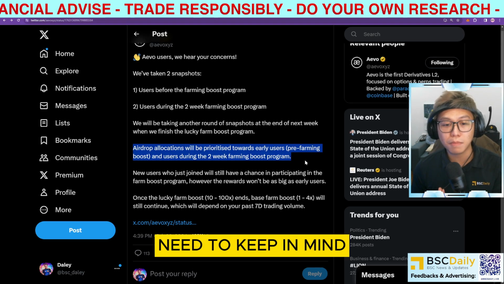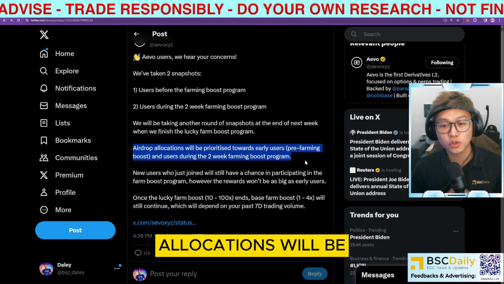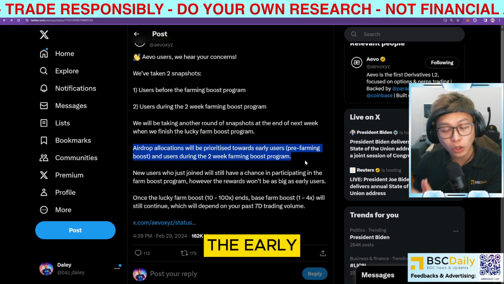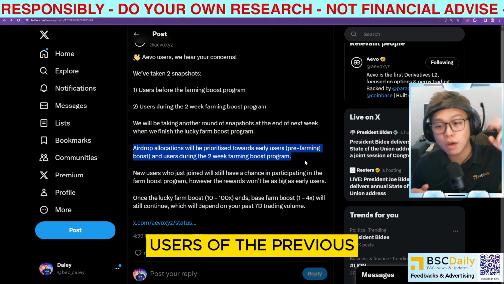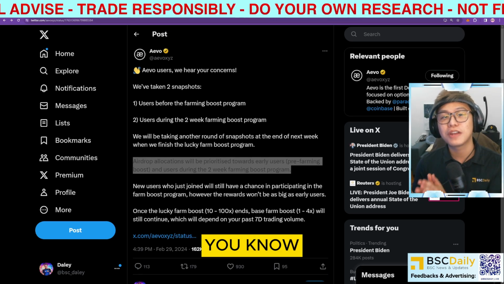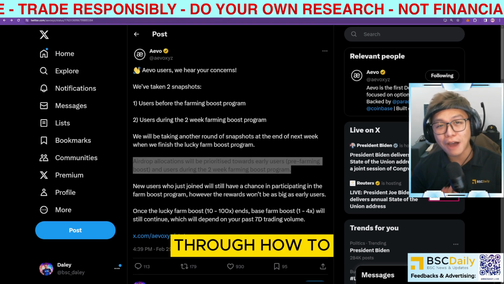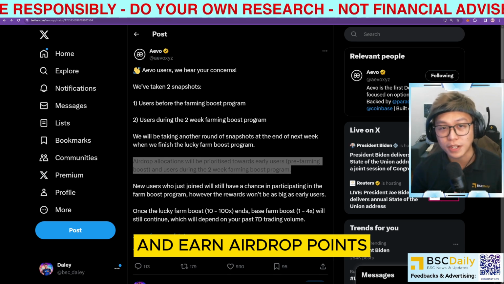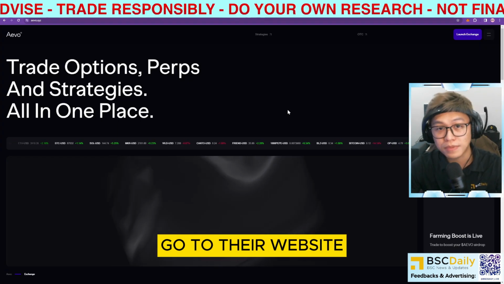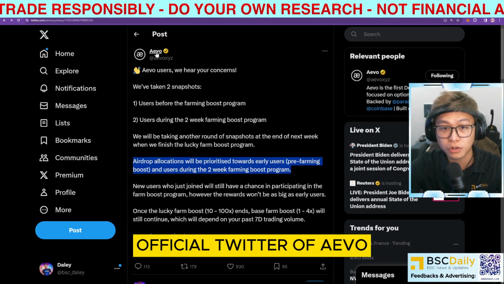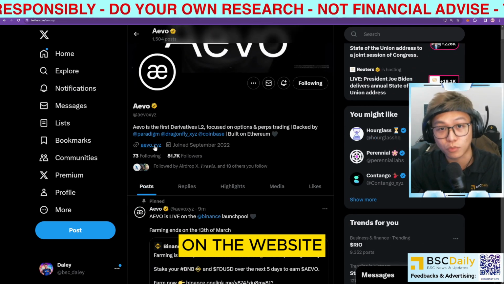However, you also need to keep in mind that the airdrop allocations will be prioritized towards the early users of the previous 2 programs. Right, now that you know you can still do it, let me guide you through how to trade on Aevo and earn airdrop points. First, you need to go to their website. I would suggest you go to the official Twitter of Aevo and then click on the website right here.